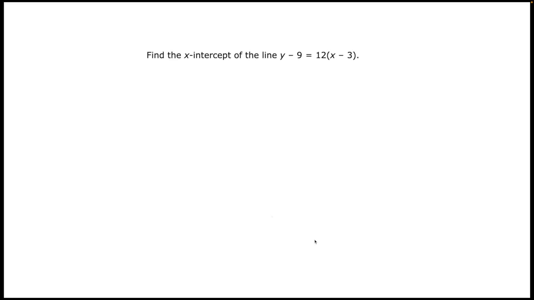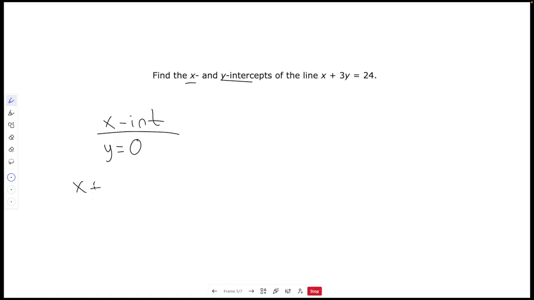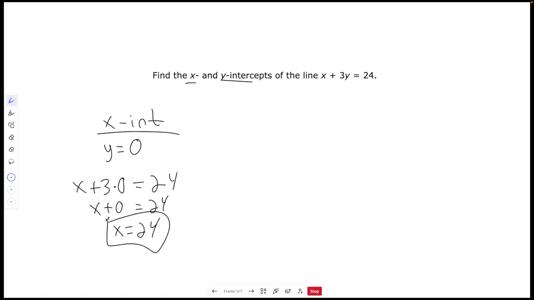Because this problem says find the x-intercept of the line. And I apologize, I just switched the problem on you because we needed a different example. So for this problem, it says find the x and y-intercepts of the line. So let's start with the x-intercept. To find the x-intercept, remember we just said an x-intercept means that y equals 0. So we're going to change the y to a 0. And then we solve. 3 times 0 is 0, so now we have x plus 0 equals 24, and x equals 24. So there's our x-intercept.